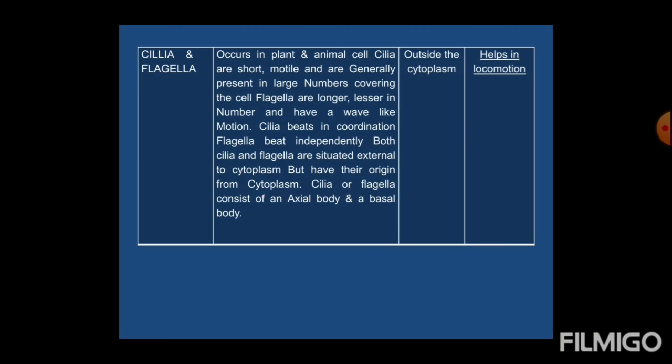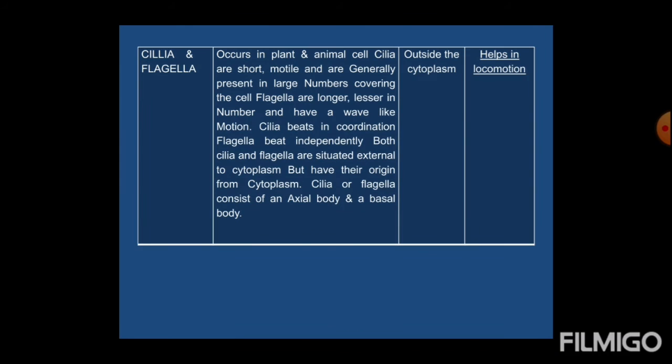Next is cilia and flagella. They occur in plant and animal cells. Cilia and flagella both help in locomotion. Cilia are short, motile, and present in numerous numbers, whereas flagella are longer and fewer in number. Sometimes they are 2 in number, sometimes 1. In bacteria, flagella can be more than 2 or less than 2. Cilia beat in coordination, in synchronization, whereas flagella beat independently. So both these structures help in locomotion.